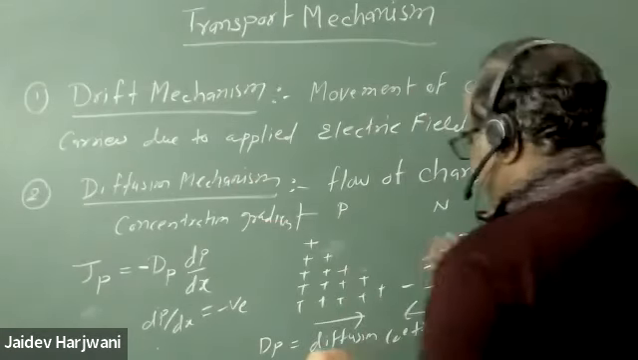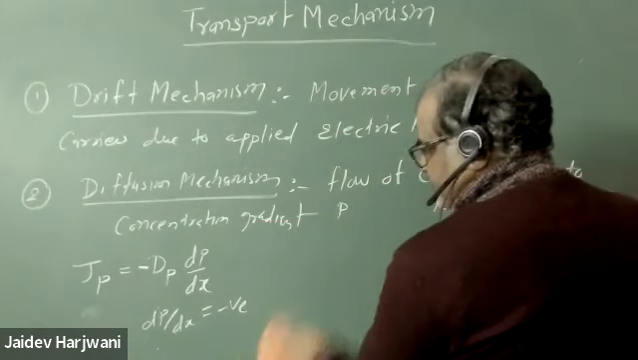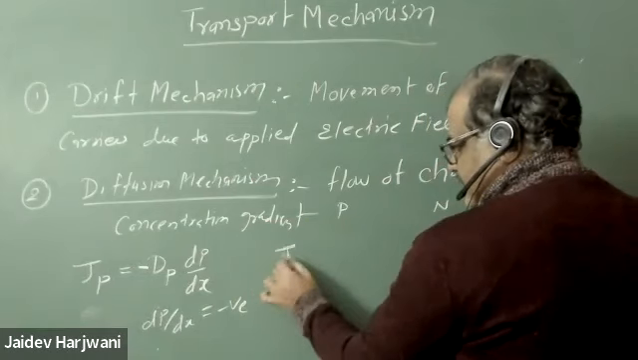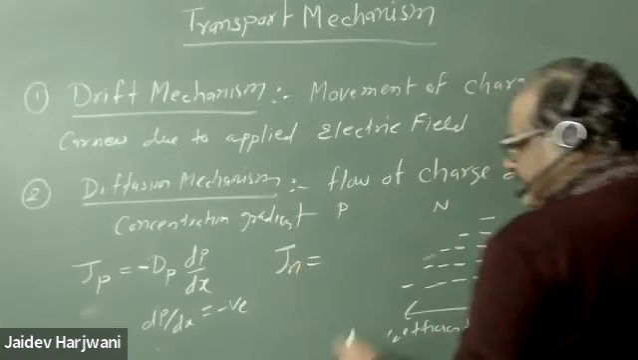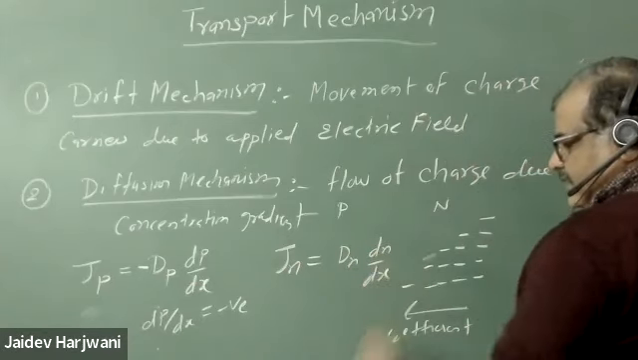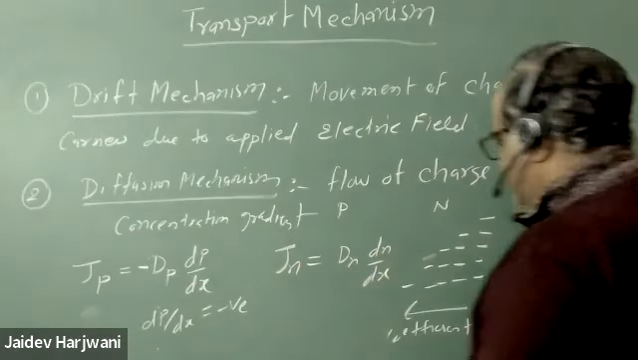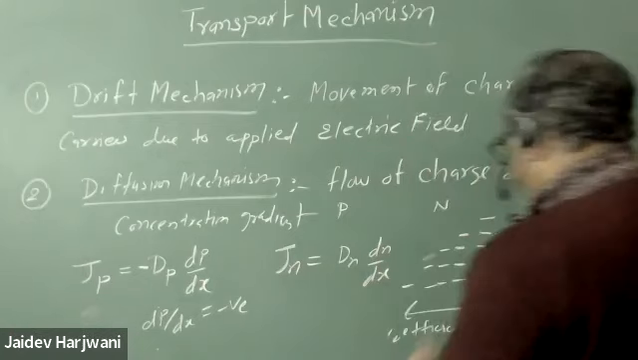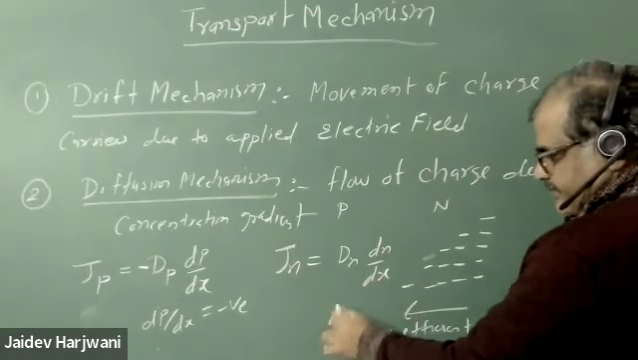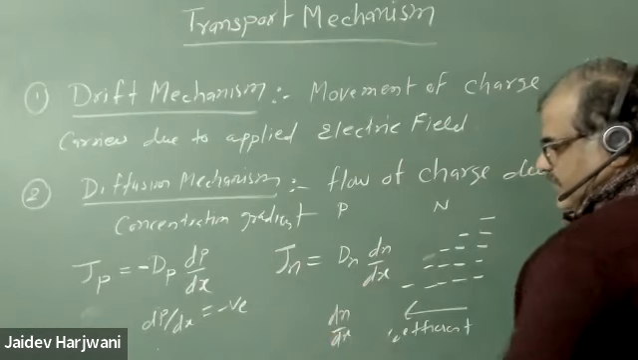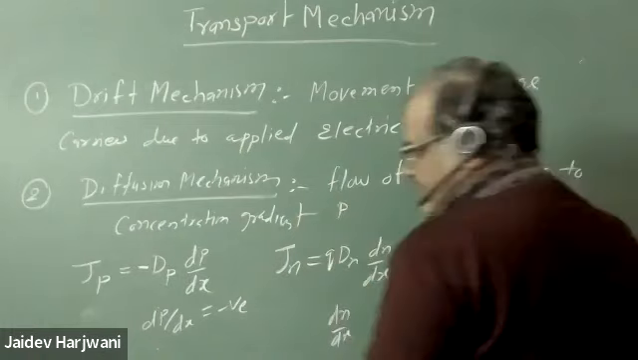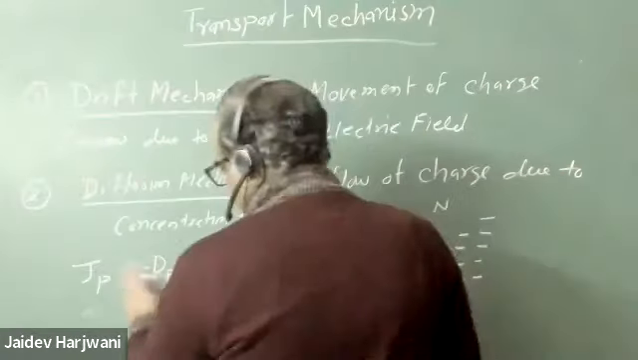Similarly, if you have an excess of electrons, because of this excess of electrons what will happen? You have diffusion current, that is given by q Dn dn by dx. Here dn by dx is negative. But then you have to multiply by charge also. So this is negative charge, here you have to apply positive charge.